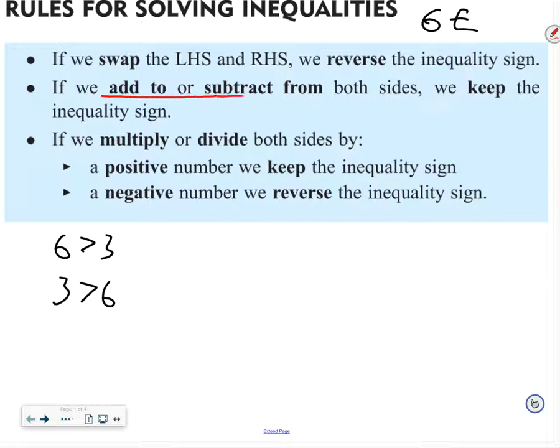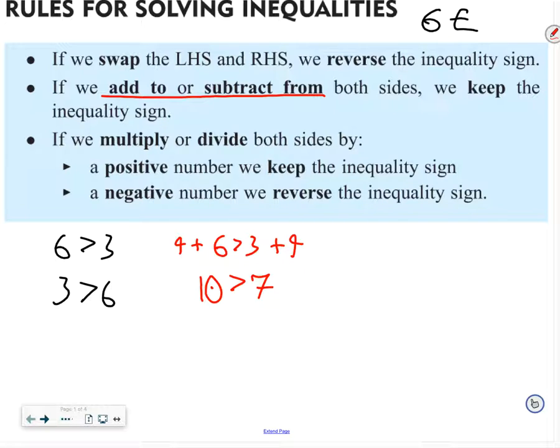Two, if we add and subtract numbers from both sides, we need to keep the inequality sign. So if I have 6 is greater than 3 and I add 4 to both sides, it stays the same. 10 is greater than 7.